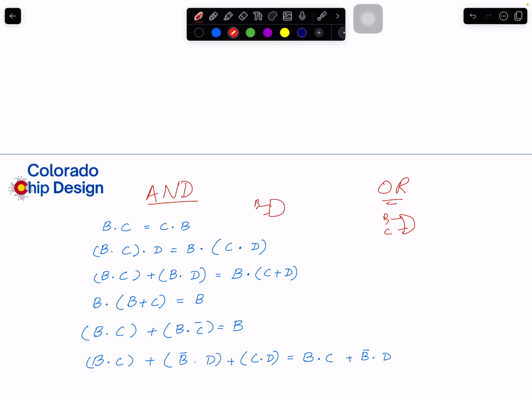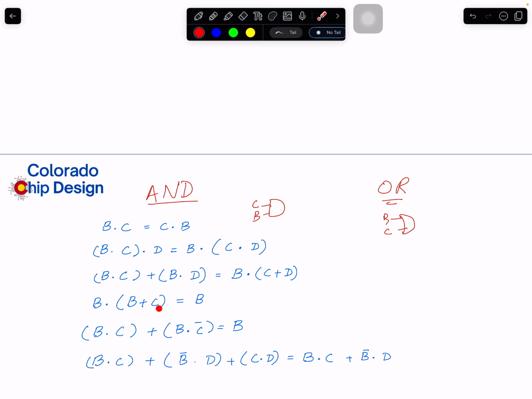You connect B here and C, or you have C and B, it doesn't matter. Whether you AND B and C and then AND the output with D, or you first AND C and D and then AND the output with B, it doesn't matter. B and C are ANDed, and B and D are ANDed, and then you OR them. It's the same as you OR C and D, and AND the result of that with B.